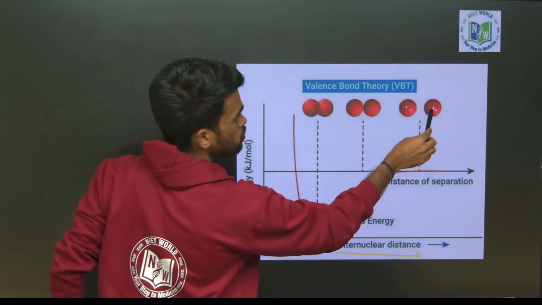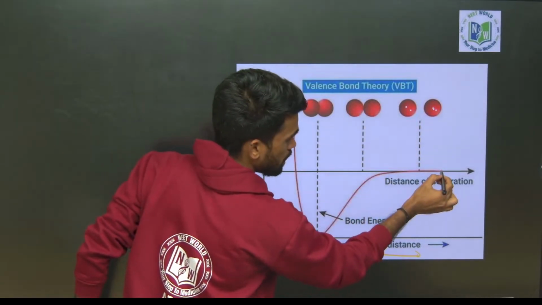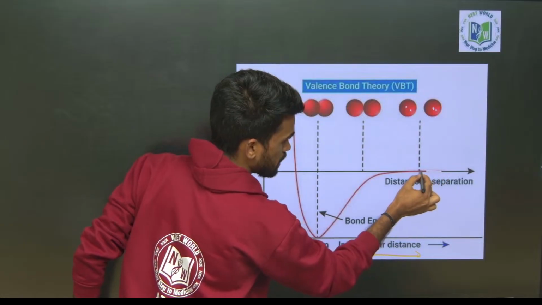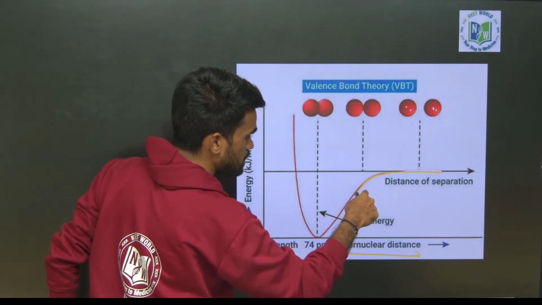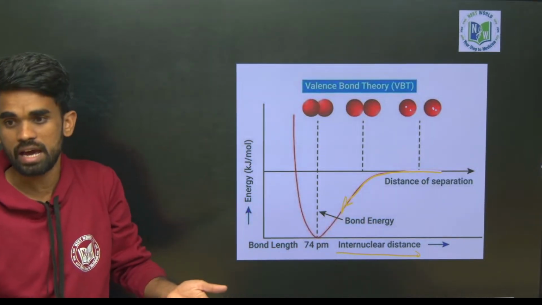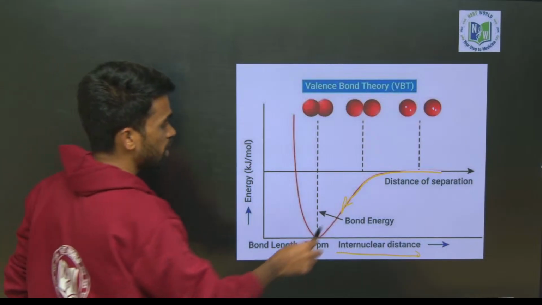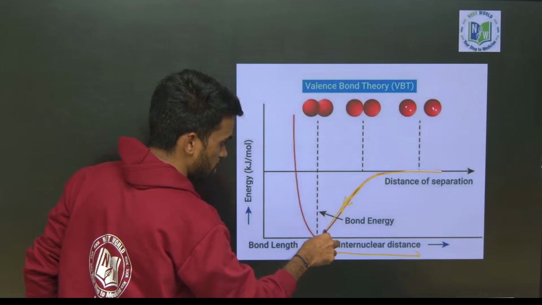See, as we move them close to each other, what happens? As internuclear distance is decreasing, if we come this side, what about their energy? Energy is getting decreased. So lower energy means more stability. Now we are reaching a point, as we move this side, we are reaching a point here.